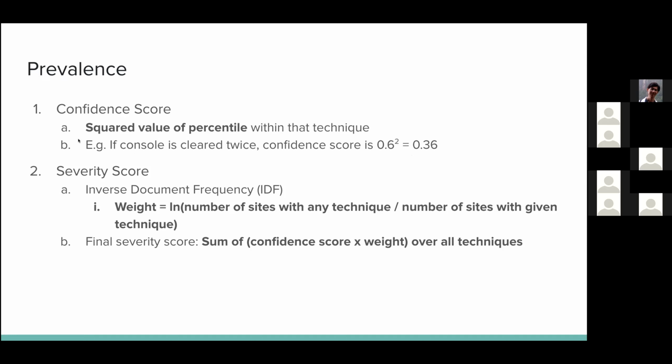Then in addition to the confidence score, they also calculated a severity score. The reason for this is that you might have a technique that is triggered less frequently but is more severe. So they used a variation of the inverse document frequency from NLP, which calculates a weight for each technique by looking at the number of sites with any technique over the number of sites with the given technique. And then the final severity score is the sum of the confidence score times the severity times the weight over all techniques. The point is that a technique will not be shared by all the websites, right? So the fewer the websites using a technique, the more likely the technique is malicious, right? Might be. It's a bit of a heuristic, but okay.